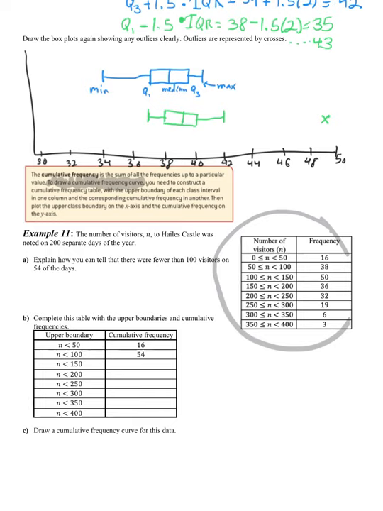Now it says, explain how you can tell that there were fewer than 100 visitors on 54 of the days. So the frequency is the number of days, and this left side is the number of visitors. So, for example, I have 16 and 38. If I added those two together, 16 plus 38 gives me 54. So what that's saying is I had less than 100 visitors on 54 of the days.